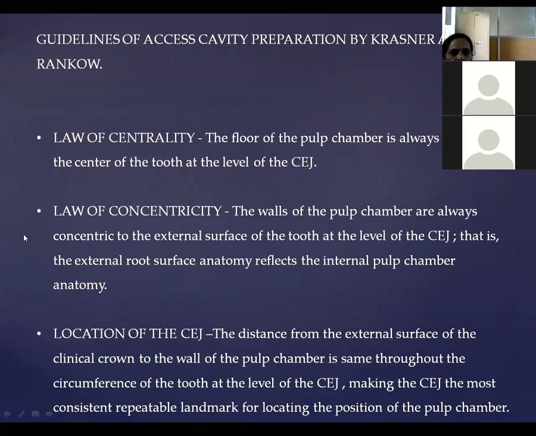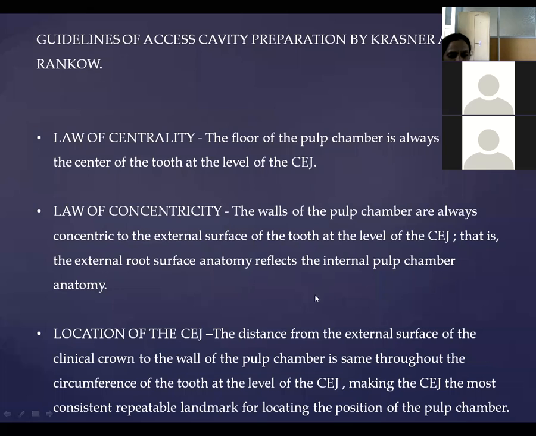Next is the law of concentricity. What is the law of concentricity? It means that the external outline of the tooth resembles the outline of the pulp chamber. So if the tooth is ovoid at the level of the CEJ, then the pulp chamber will be ovoid.